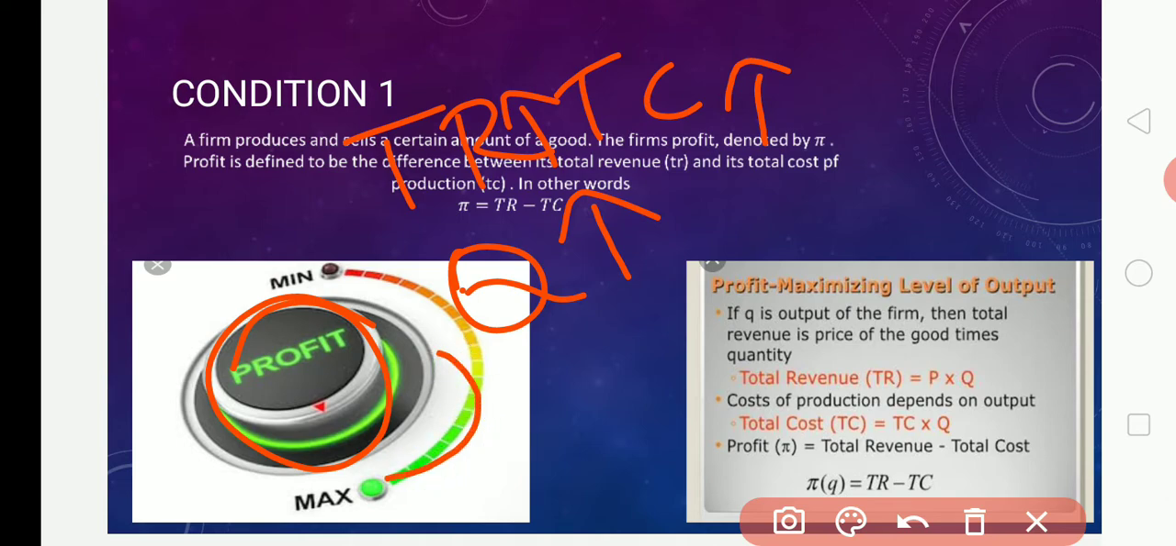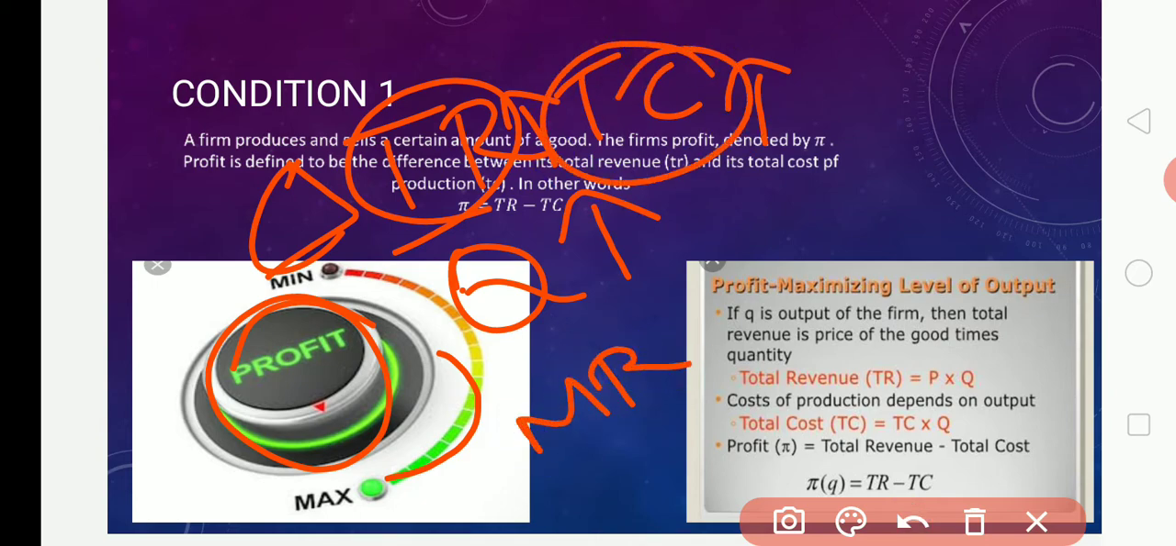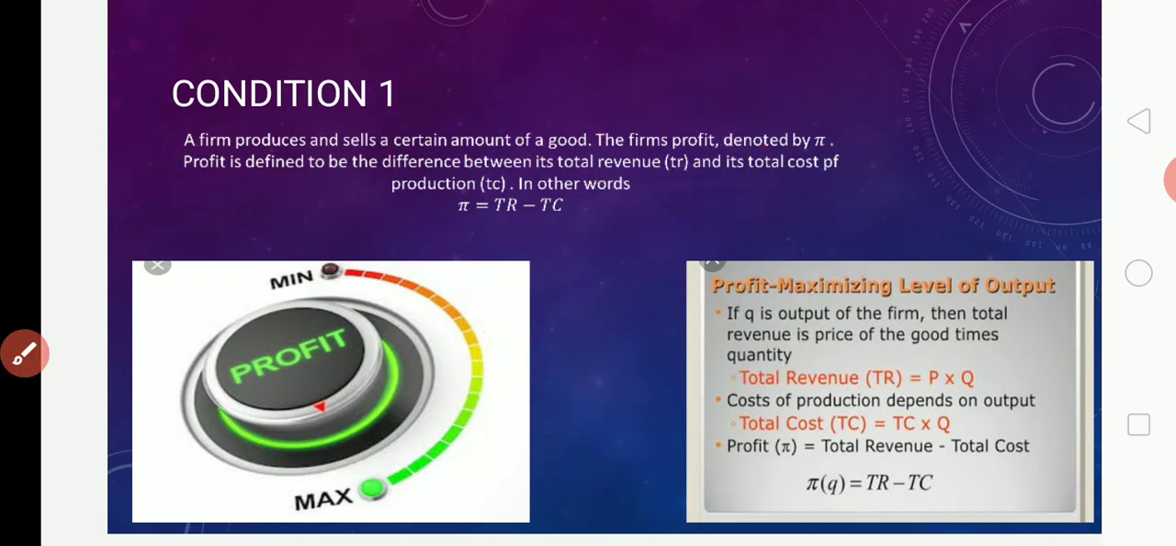Recall that the change in the total revenue per unit increase in the output is the marginal revenue. If there is a change in total revenue, we call it marginal revenue. If there is a change in total cost, we call it marginal cost. The change in the total cost per unit increase in the output is the marginal cost.